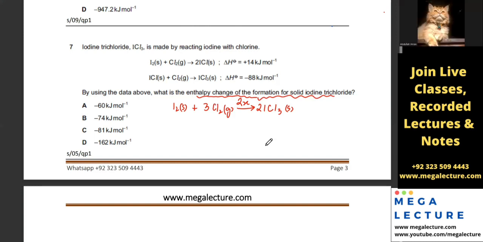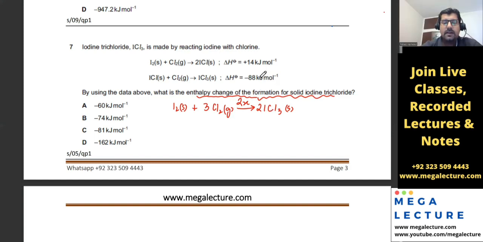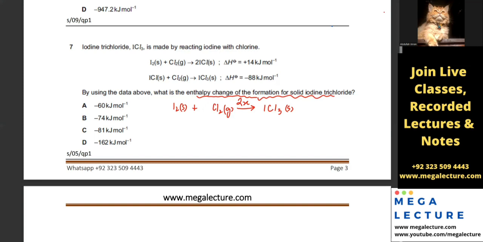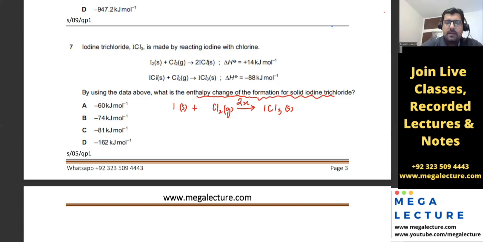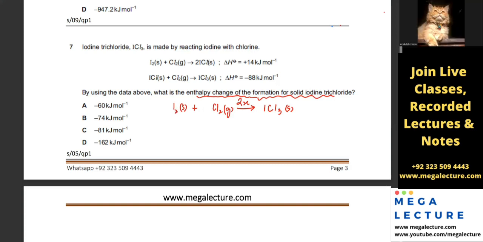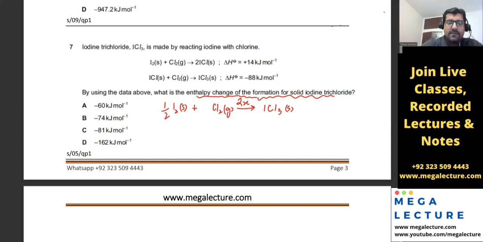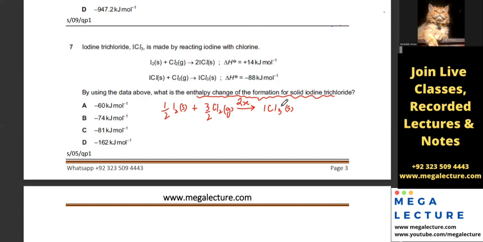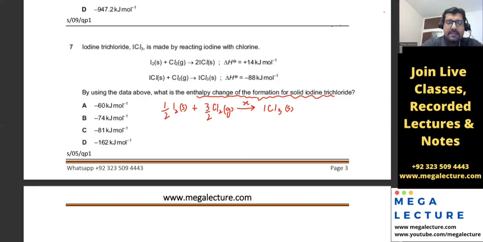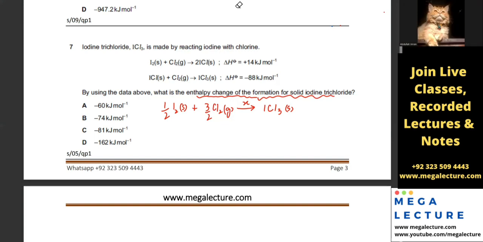Sir, I'm sorry, but I did not understand why it is 2x. Enthalpy change of formation is for how many moles of ICl3? 1 mole, right? Yeah. So the actual equation that they want us to find out is this one: 1/2 I2 and 3/2 Cl2 forming 1 mole of ICl3. So basically they want us to find what x is, the enthalpy change of this reaction.